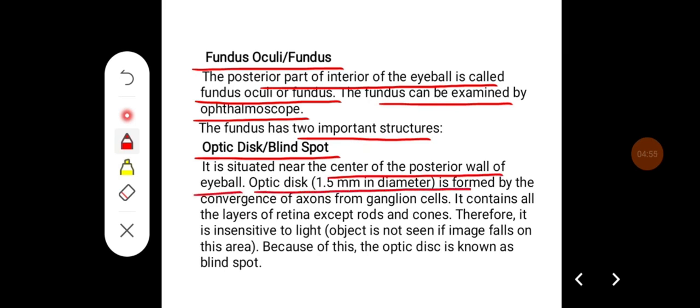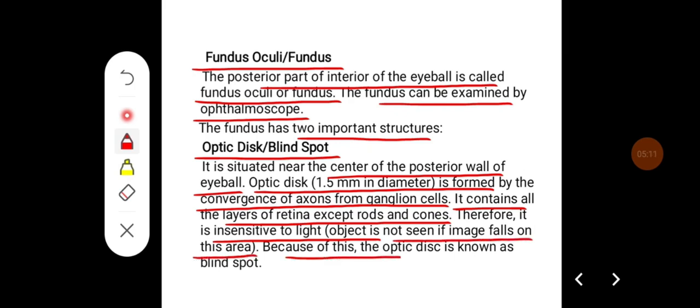Optic disc is formed by the convergence of axons from ganglion cells. It contains all the layers of retina except rods and cones. Therefore, it is insensitive to light. That is, an object is not seen if the image falls on this area. Because of this, the optic disc is known as the blind spot.